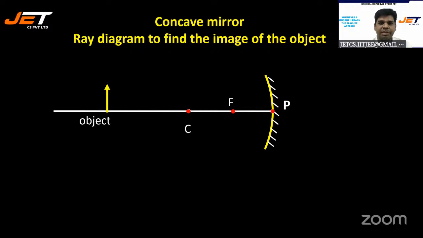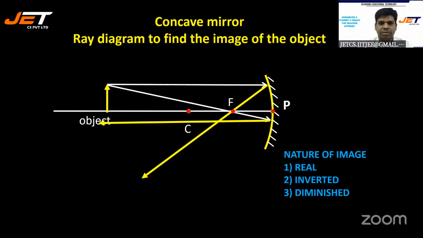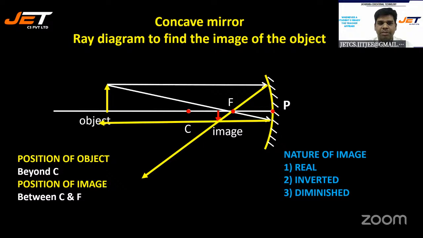Okay, now I've got an object here. Let's understand the nature of the image. All right, we have done it, but let's quickly redo it. It'll just take a couple of minutes. So the nature of the image is real, inverted, and diminished. The red arrow, the inverted arrow, is the image. And regarding the position of the object and image, if the object is beyond C, the image is formed between C and F.